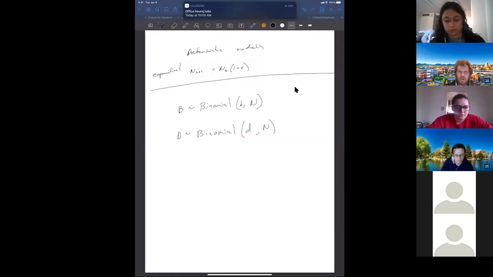Now, if we want to incorporate uncertainty to that, one thing we could do is say, well, we have some population size, right? We'll call that N of t plus 1. And we have some overall process that's called our exponential growth model. And that is written out as something like N of t times 1 plus r.